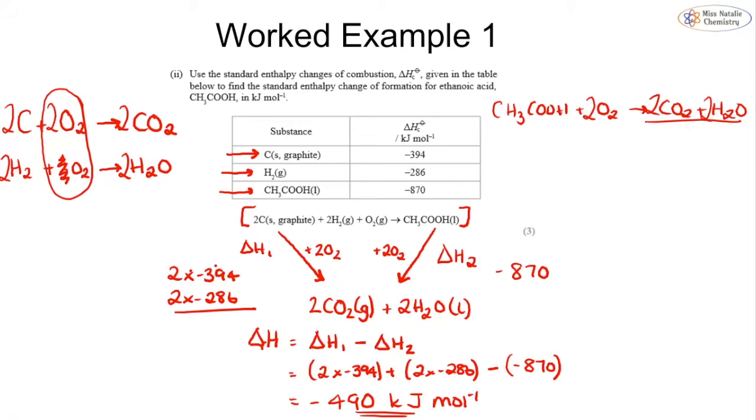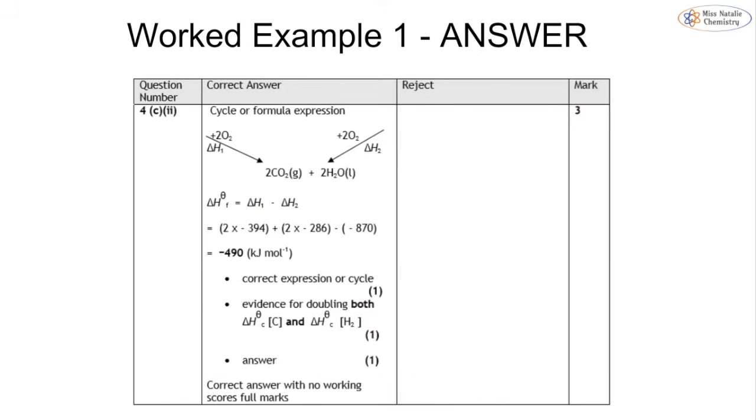You get 1 mark for your correct cycle, 1 mark for showing that you double your carbon and your hydrogen enthalpies, and 1 mark for your final answer. And there you can see the final answer.